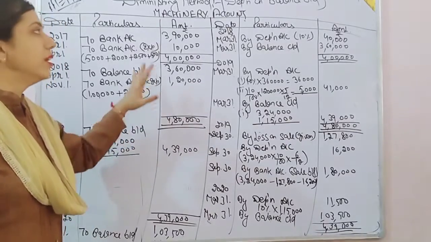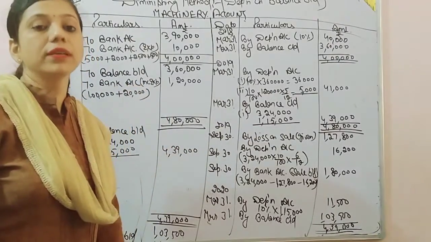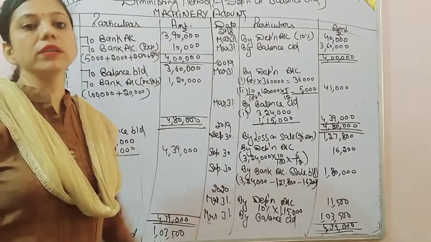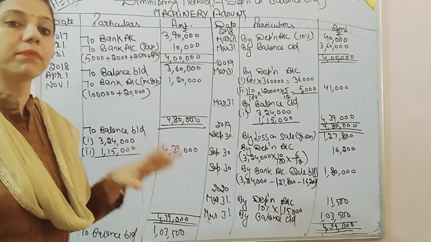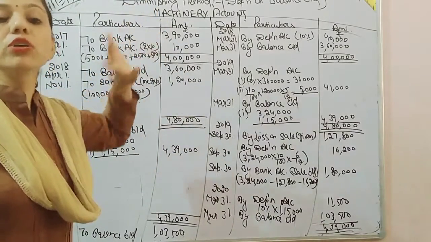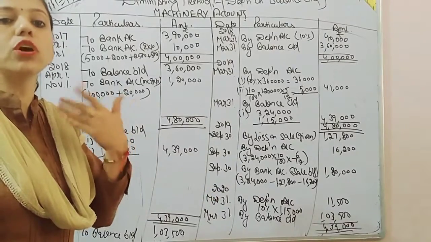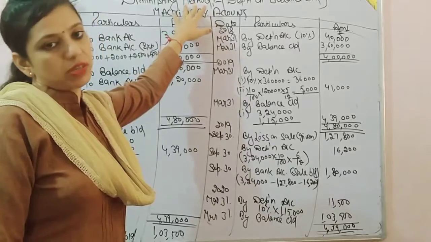Good morning students. Today we will discuss the second method of depreciation, that is the diminishing method of depreciation. It is also called the reducing balance method. Why is it called diminishing or reducing? Because depreciation goes on decreasing, diminishing, reducing. That's why it is called the diminishing method.